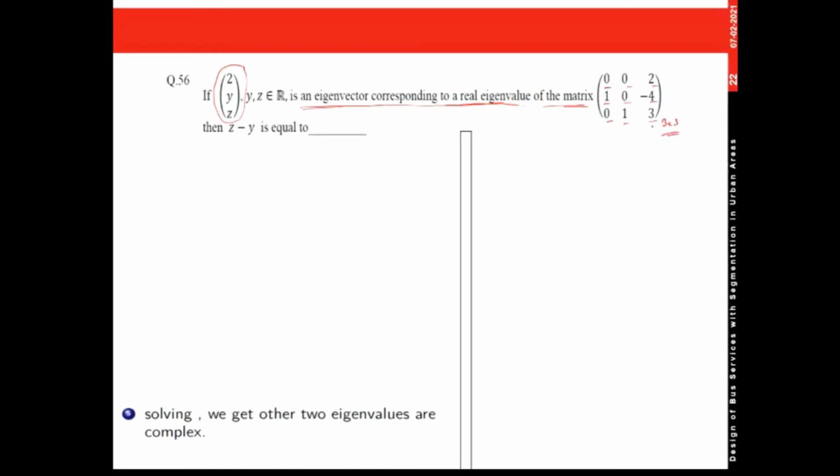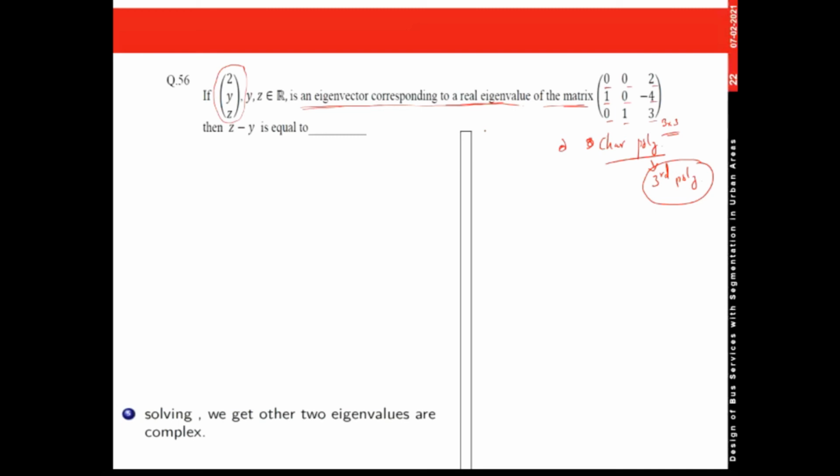So in a 3 by 3 matrix, finding eigenvalues is somewhat difficult, because in the conventional way you have to find the characteristic polynomial. That must be a third degree polynomial, right? Then solving that polynomial, you will get the eigenvalues. But it's very time consuming, because solving a cubic equation takes a lot of time.